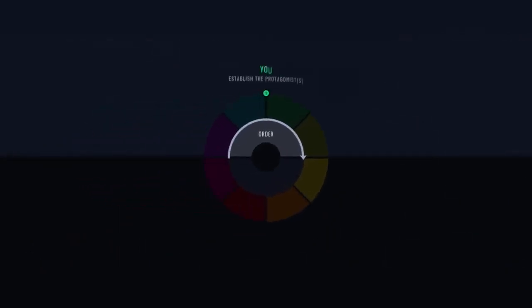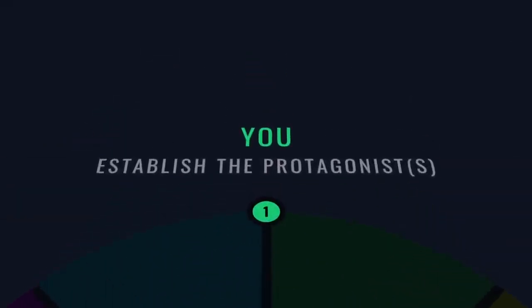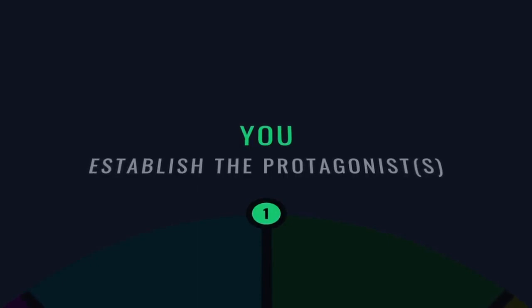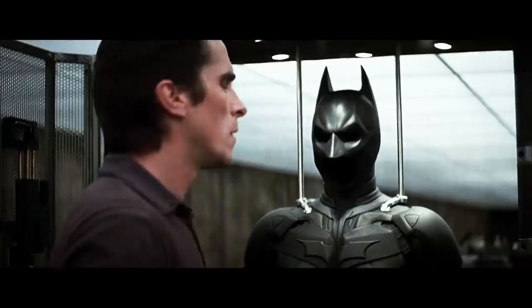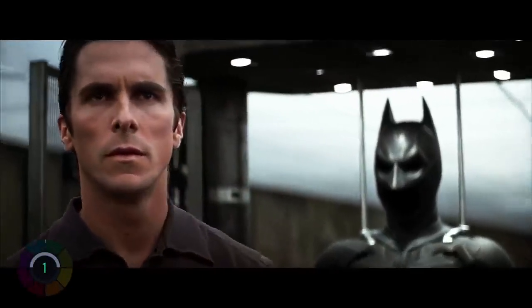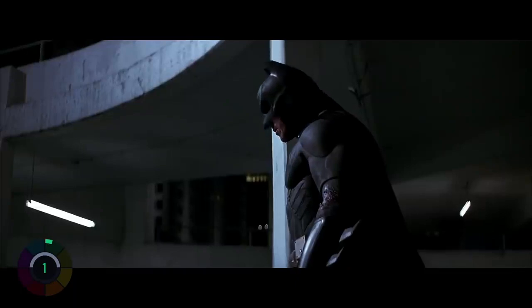Step 1. You, the protagonist. By calling the first step you, we create an active tense, which creates an active drive. The you in The Dark Knight is Bruce Wayne. In this step, we also establish the status quo of this world. And as you know, Bruce's status quo is to fight crime.